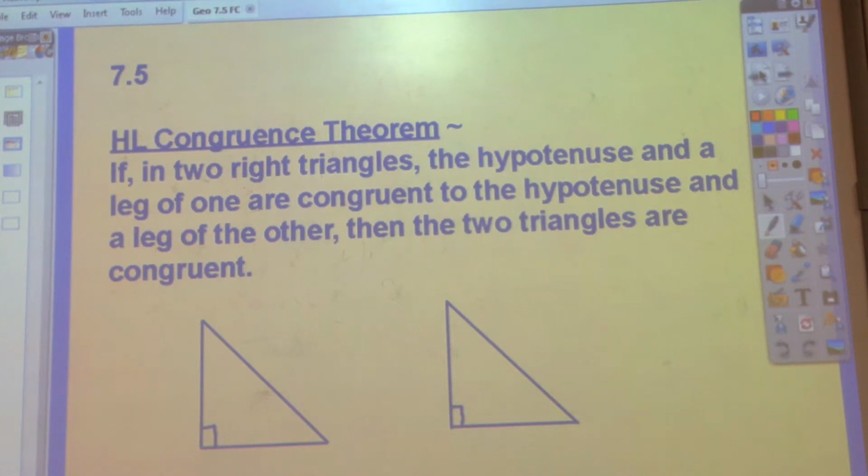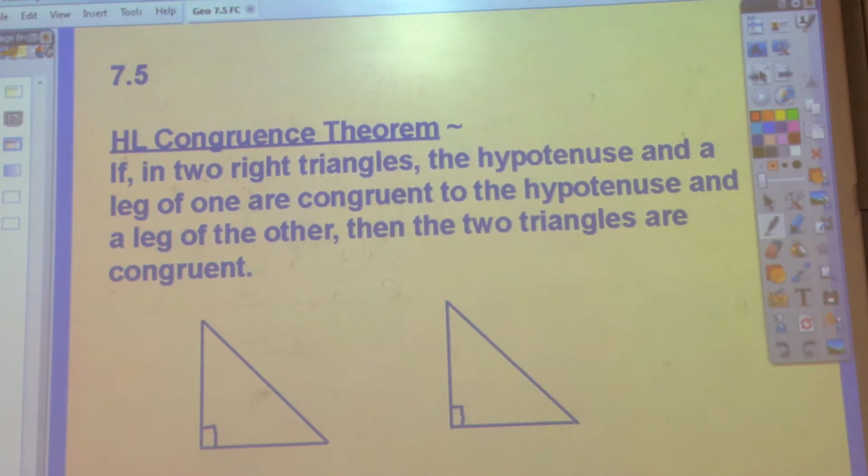This is section 7.5 of Mrs. Quinn's geometry class, and today we're going to talk about two triangle congruence theorems. The first one is the HL congruence theorem. It's the hypotenuse leg congruence theorem.